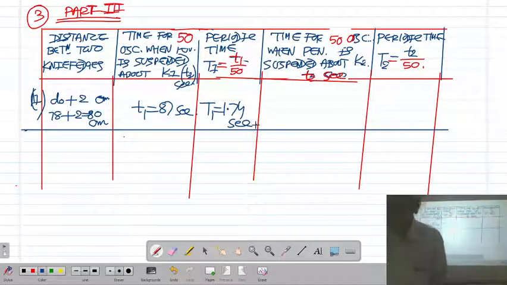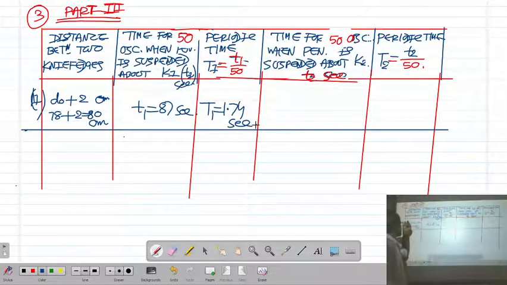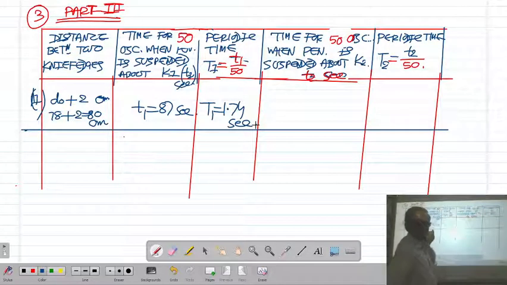Now, in the third part, keep the distance between two knife edges D0 plus 2 centimeter, that is 78 plus 2, 80 centimeter. For 80 centimeter distance, suspend the pendulum about knife edge K1. Measure the time for 50 oscillations. Suppose it is 87 seconds. Find out the periodic time. Dividing 87 by 50, that comes 1.74 seconds.